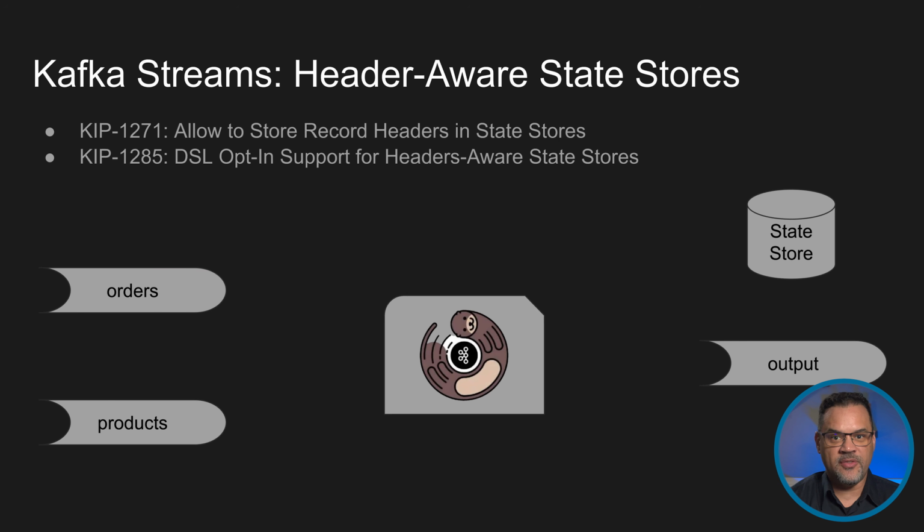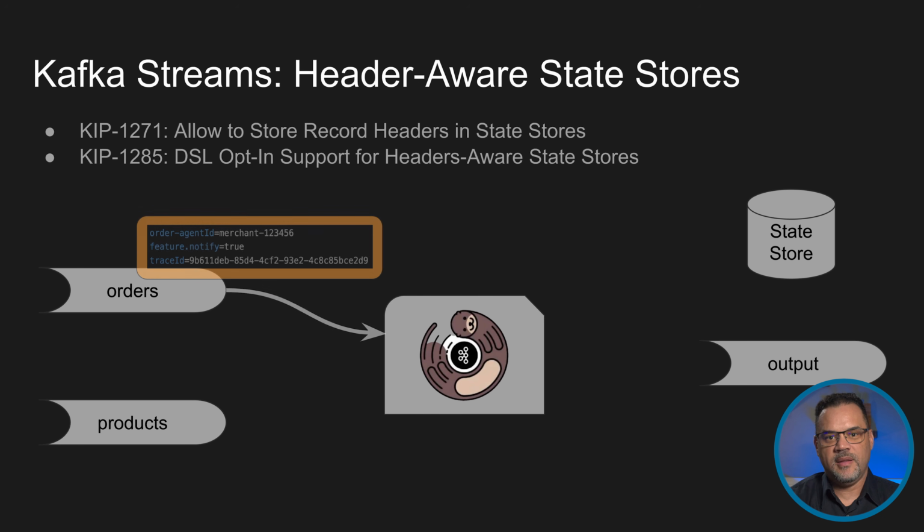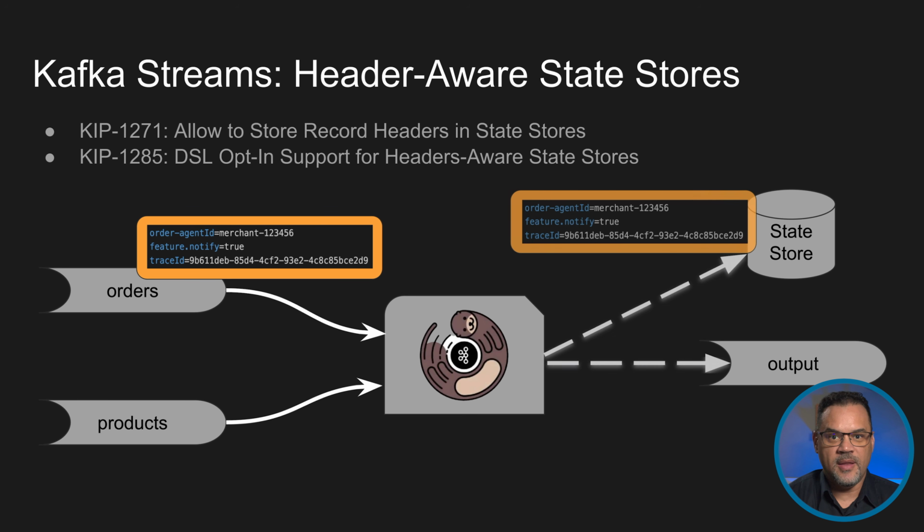Let's start with a couple of features that enable Kafka Streams apps to fully utilize Kafka record headers. KIP 1271 makes event headers a first-class citizen in Kafka Streams state stores. Let's say you're using headers to store metadata like correlation IDs for distributed tracing or feature flags for downstream processing. After a stateful operation in Kafka Streams, those headers weren't stored with the key, value, and timestamp of the event. Now there are new state store interfaces for the Processor API to persist these headers.